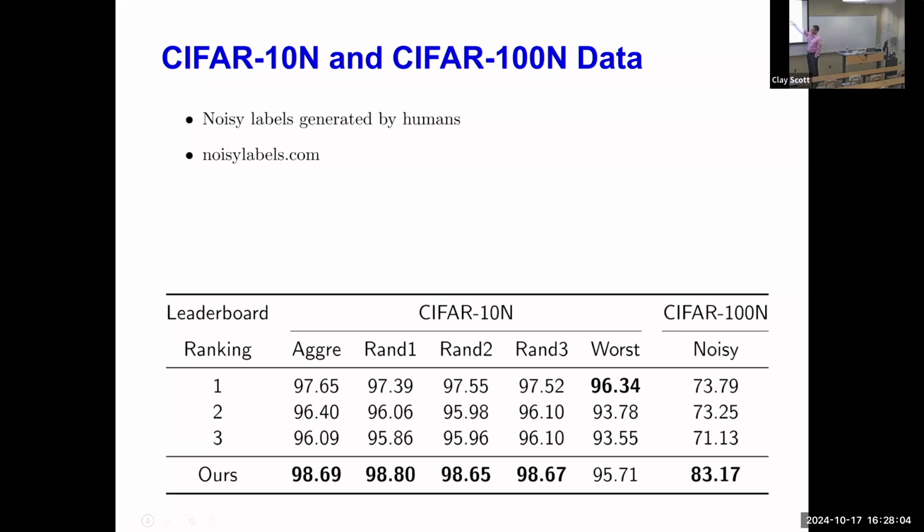And furthermore, they maintain a website, which is currently down for some reason, but they have a website, and they have like this leaderboard where you can report your results for your algorithm. And so we did that. I mean, we tried this out, and it works remarkably well. In 4 of the 5 ways of aggregating the human labels, this method is the best on CIFAR-N, and it's also the best by a large margin on CIFAR-100N.